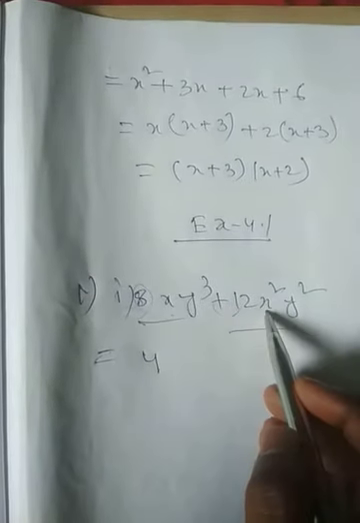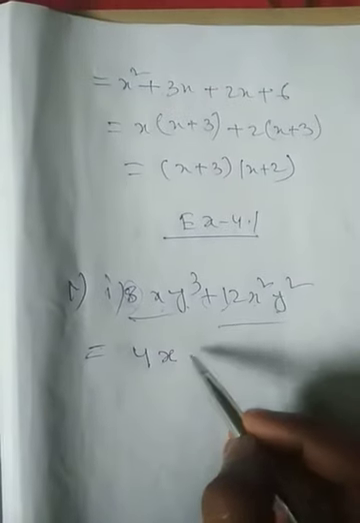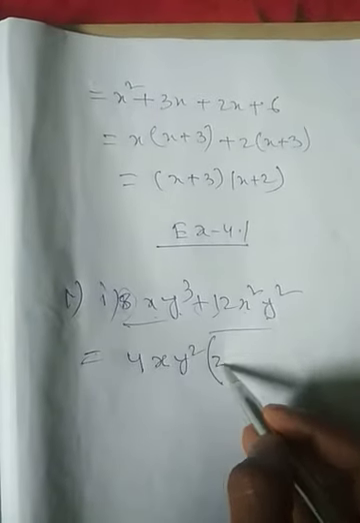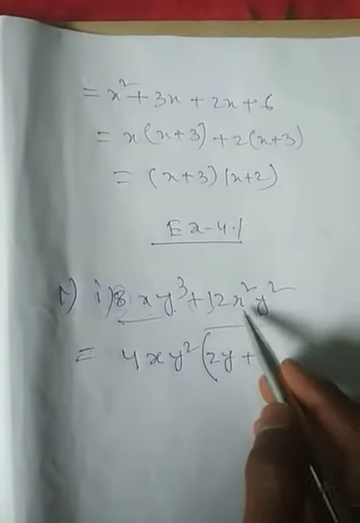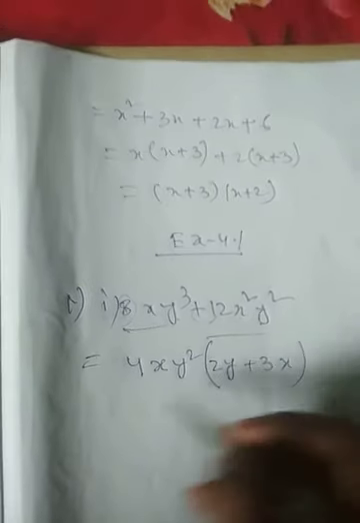x is there, x square is there, so common is x. y cube is there, y square is there, so common is y square. Now what is left here? 2y. What is left here? 3x. So that is the answer. Very easy.